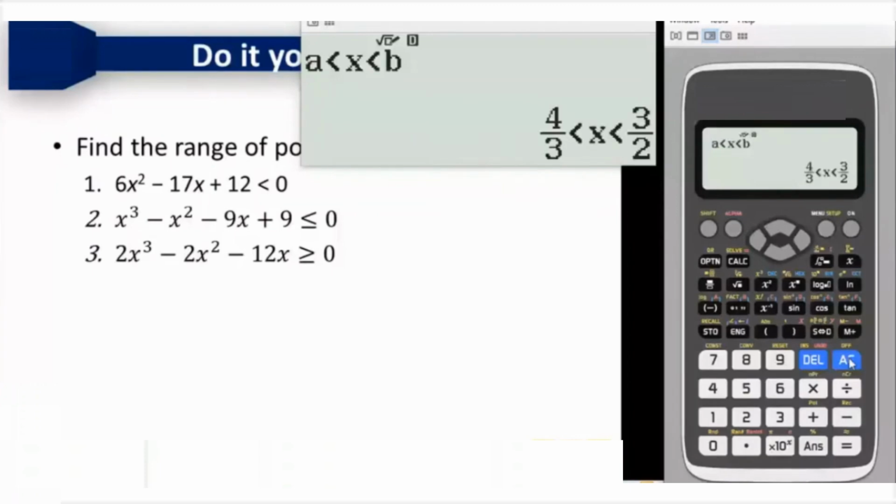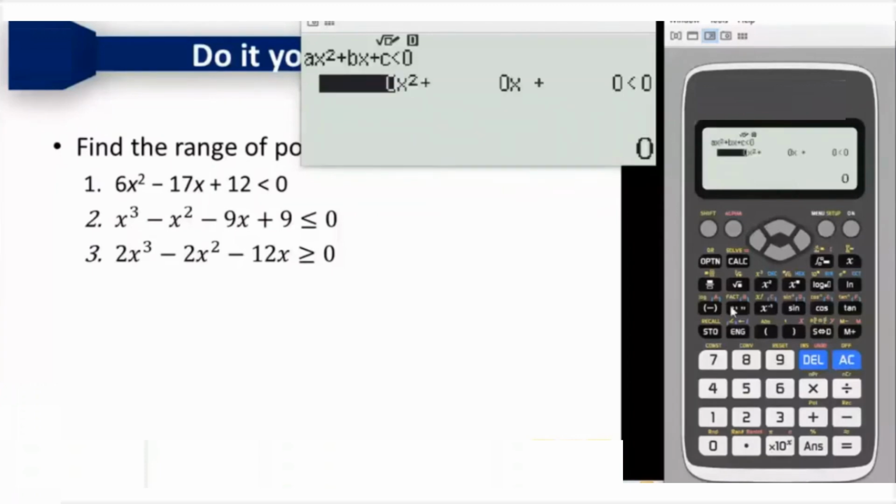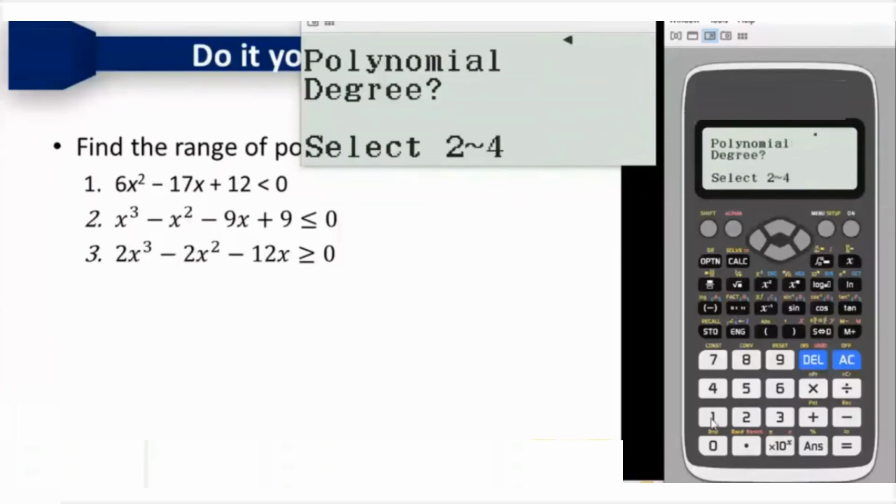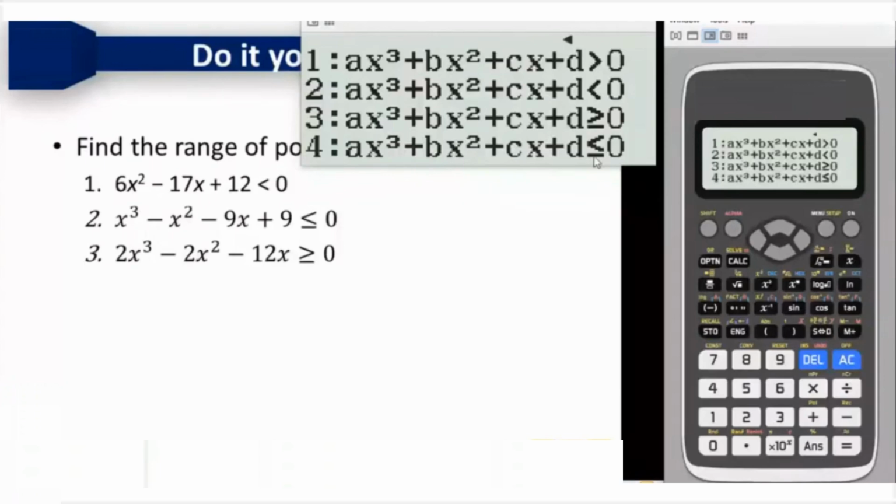For the second question, I will press OPTN. It will ask polynomial. Yes, it's a polynomial. It will ask the degree. So please realize that question number 2 and question number 3 are cubic inequalities. So I will press 3. And then the calculator is asking me what type of cubic inequality this is. It's less than equal to 0. Less than equal to 0 is option 4. So I will press 4.